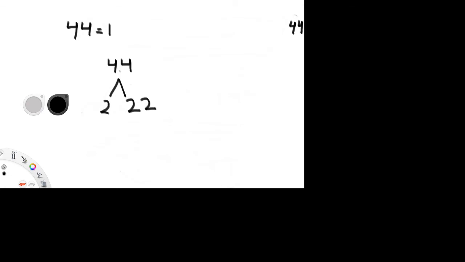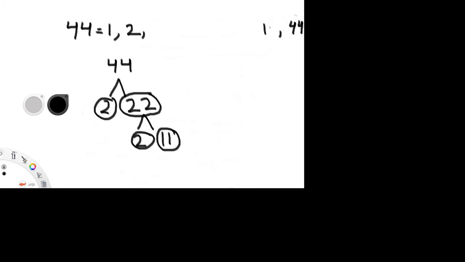Right? Because we know 2 goes into 44. Now for 22, 22 would be 2 times 11. Okay, so it looks like we are actually done here. Right? Looks like it. Let's find out. So 2 times 11 is 44, right? No, it's not. 11, interesting. What goes into 11 to make 44?